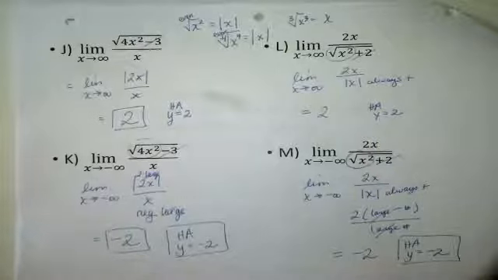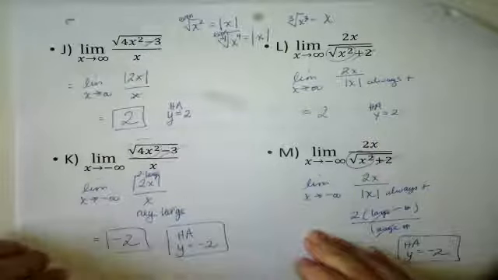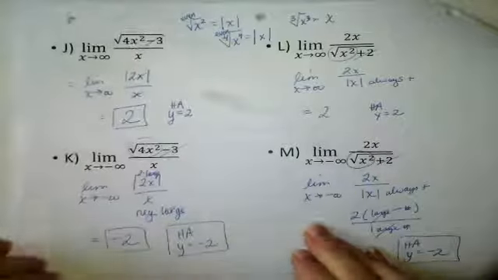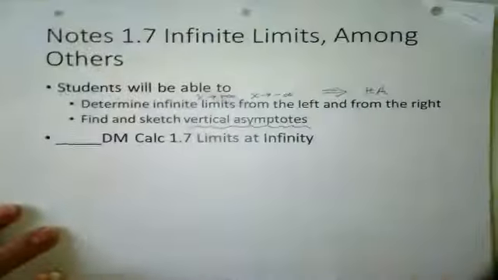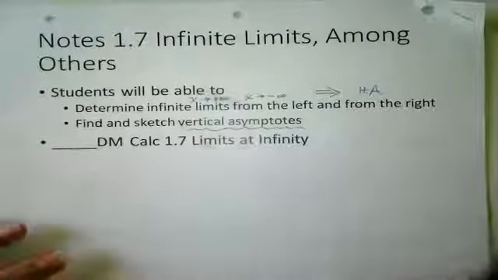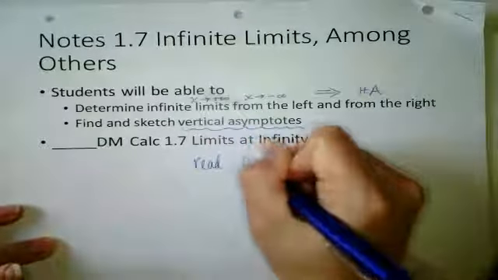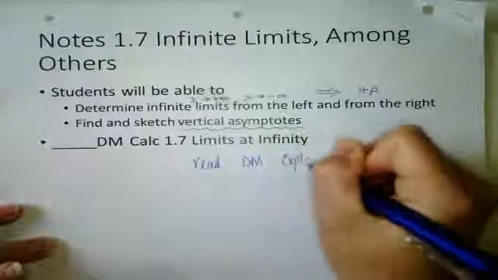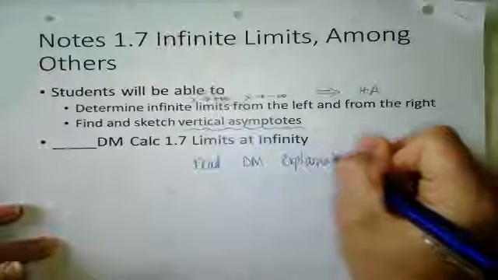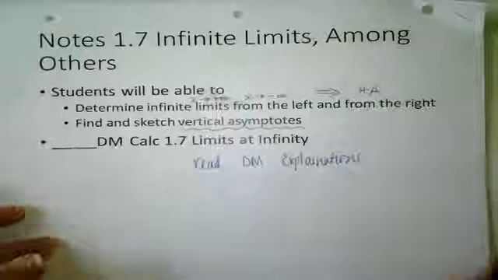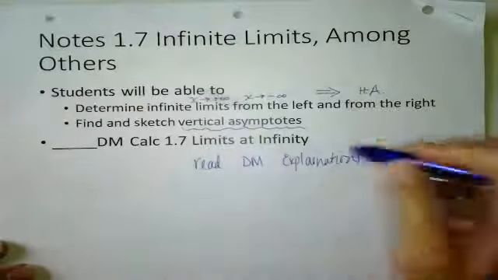Read the Delta Math explanations. It is actually very, very helpful, and they do a pretty good job explaining. So read when you get it wrong. Okay, I'm going to write that down: read those explanations. I feel like I spelled that wrong. I don't know, explanations. I have no idea.